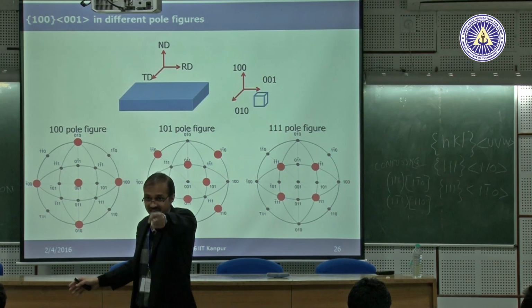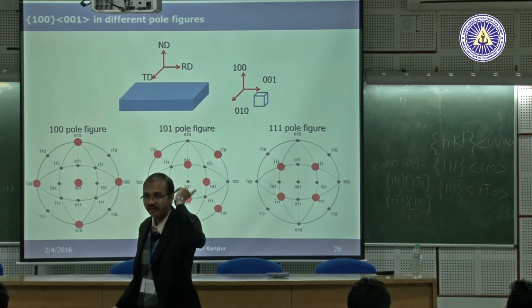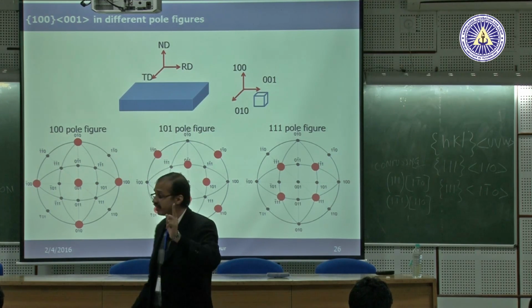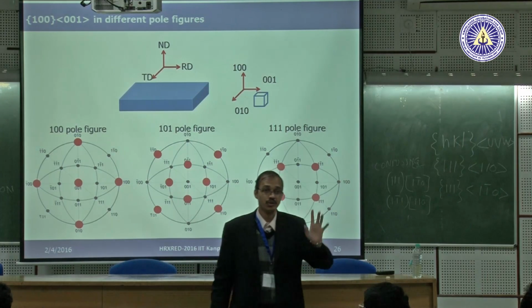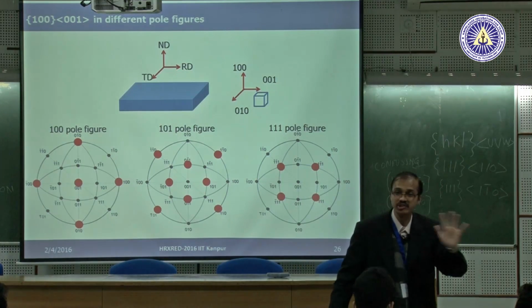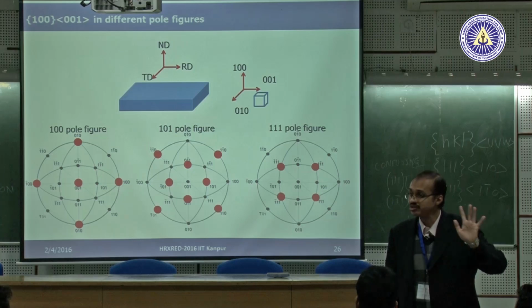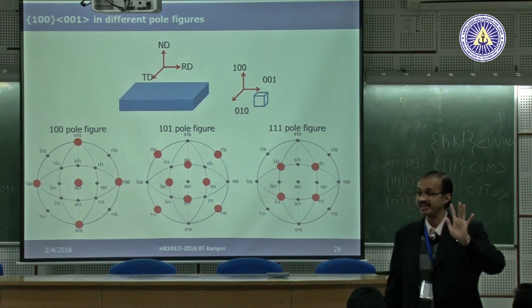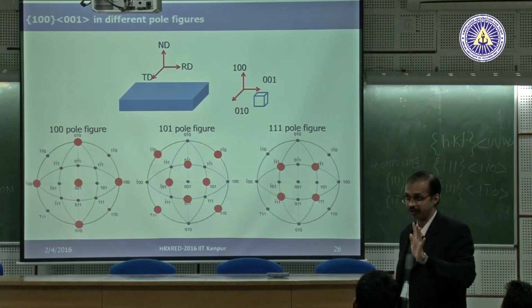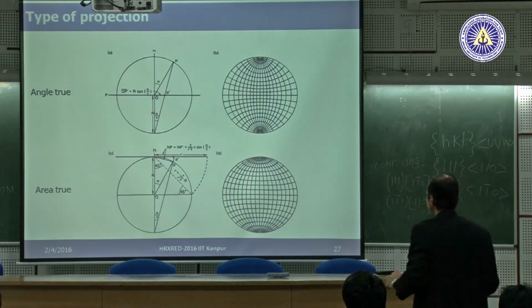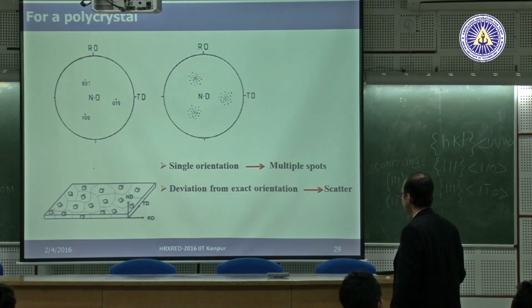But now in the second figure I am not looking at 100. I am looking at 101, and in the third case I am looking at 111. So it's only your view that is changing. The object is not changing. This is where all your crystallographic planes, directions and their angles are important. This is what I have shown you over here. Let's not go into details of this.